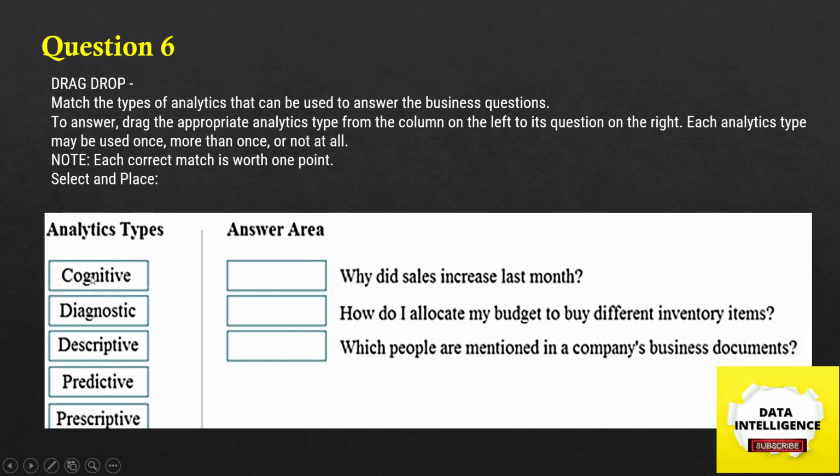That's the question. They have given the analytics types on the left column: cognitive, diagnostic, descriptive, predictive, and prescriptive. Here they have provided these statements: Why did sales increase last month? How do I allocate my budget to buy different inventory items? Which people are mentioned in a company's business documents? In previous videos we have discussed two more questions based on the analytics types, so now you have some idea about what cognitive, diagnostic, descriptive, predictive, and prescriptive analytics mean. So let's discuss how to answer this question with the explanation.